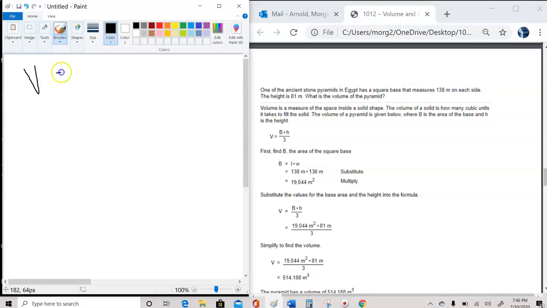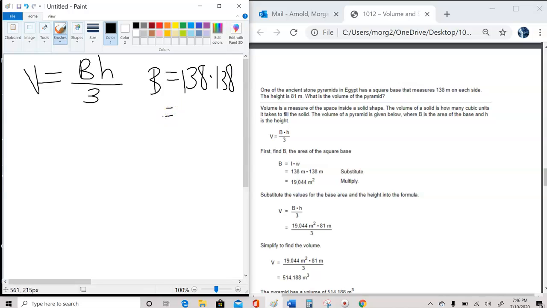So let's write down our volume formula first, where capital B represents the area of the base of your pyramid. Now, it tells us it's a square base, so we just find the area of the square base by multiplying the given side times itself. And as you see in my notes, that gives you 19,044 square meters for the square base.